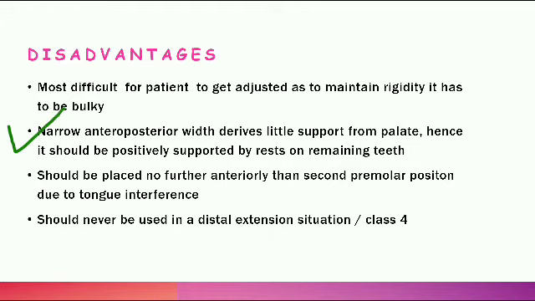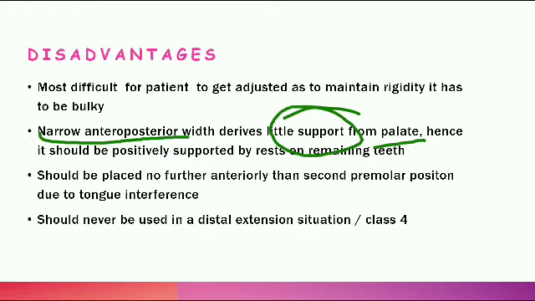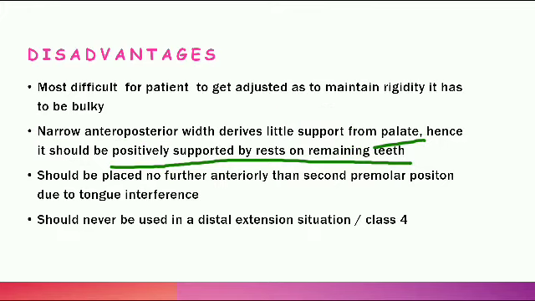Now what is the second disadvantage? The second one is that the narrow antero-posterior width derives little support from the palate, hence it should be positively supported by rests on remaining teeth. What we understand by this is that since the anterior posterior width of the palatal bar is narrow, it is thin, so it derives little support from the palate. So what will you do if you want more support? Then you will have to obtain rest from the remaining natural teeth.